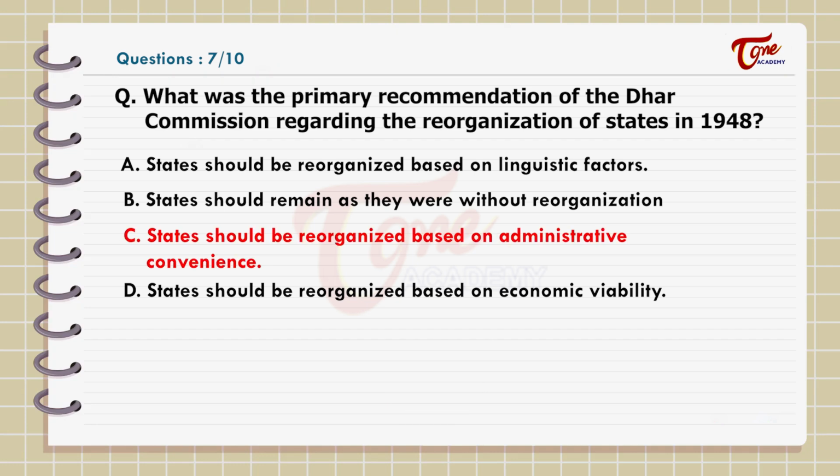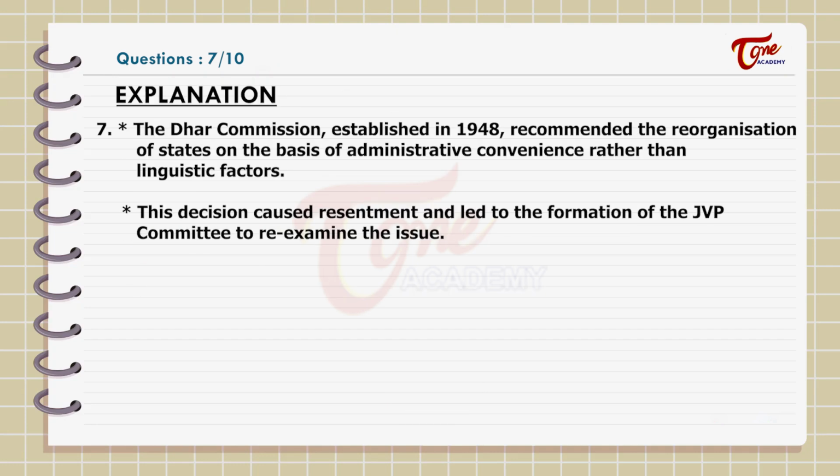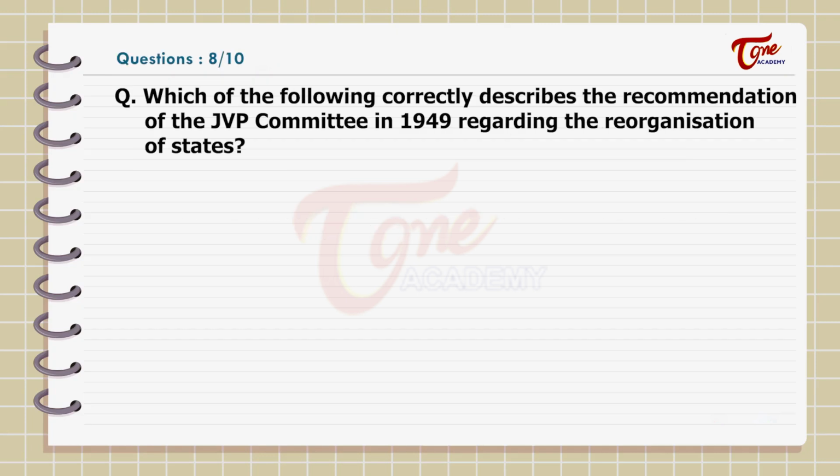The Dhar Commission, established in 1948, recommended the reorganization of states on the basis of administrative convenience rather than linguistic factors. This decision caused resentment and led to the formation of the JVP committee to re-examine the issue. Which of the following correctly describes the recommendation of the JVP committee in 1949 regarding the reorganization of states?